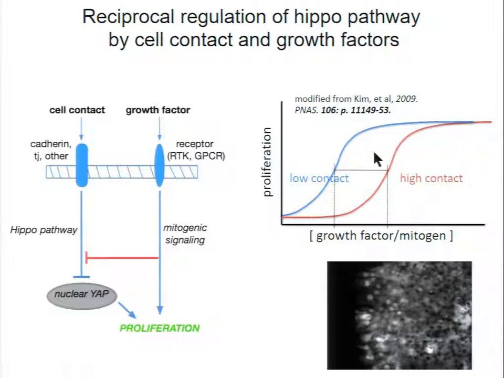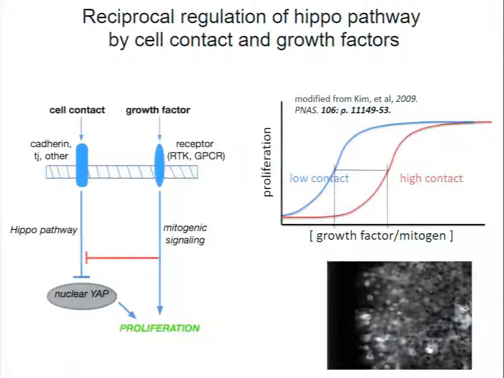And a way to think about that was, this is taken from a publication from another group, Kim et al. in 2009. What is contact inhibition? What's really the concept? Basically what they showed is that contact inhibition doesn't shut down growth absolutely. It just raises the threshold for growth factor activation. That is, at higher cell contacts, it takes a lot more EGF or other growth factors to stimulate proliferation.